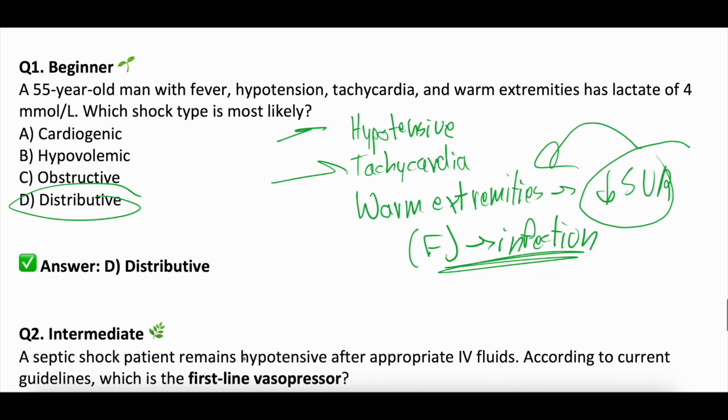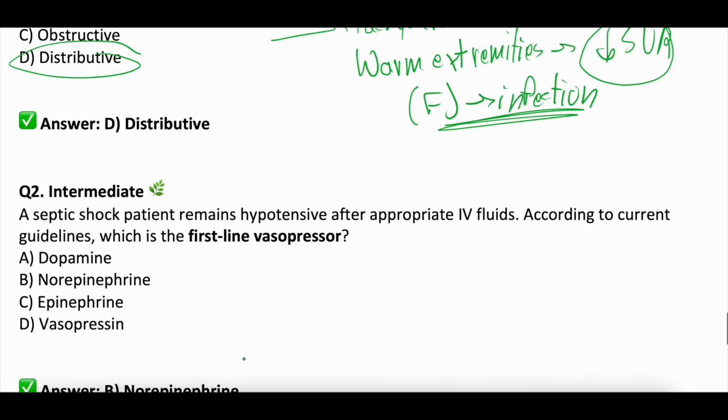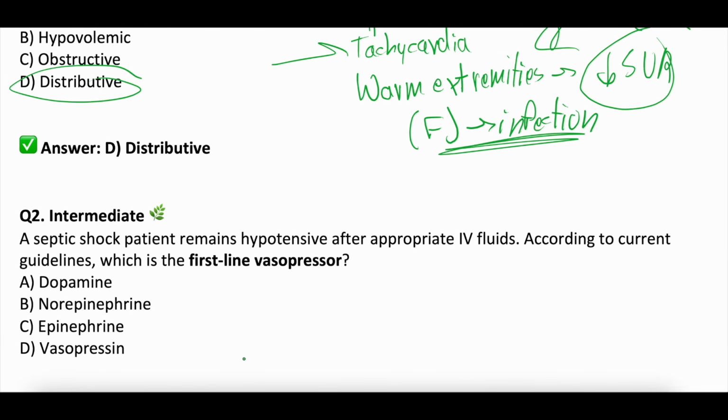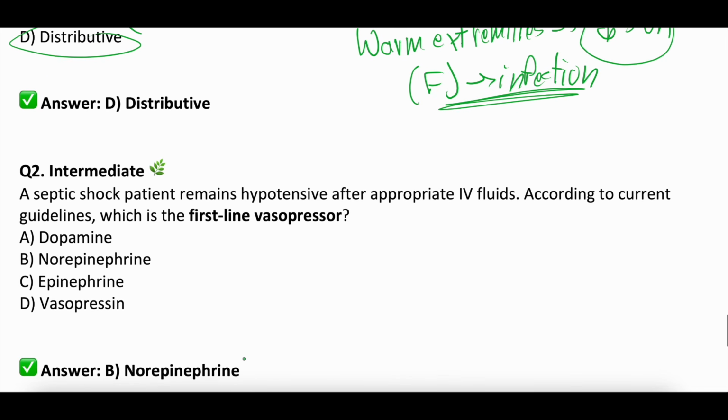All right, question number 2, intermediate. Oop, we keep previewing the answers. Apologies. A septic shock patient remains hypotensive after appropriate fluids. According to current guidelines, what is the first-line vasopressor? A, dopamine, B, norepinephrine, C, epinephrine, or D, vasopressin? The correct answer is B, norepinephrine.